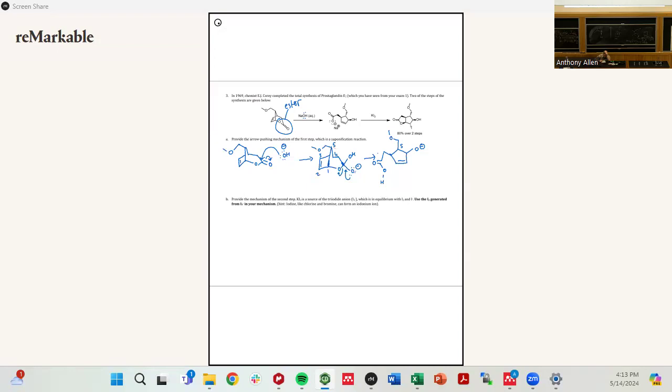Five, 4 here, 3, 2, 1. And then in the last step, another equivalent of OH minus deprotonates this. Going to draw.